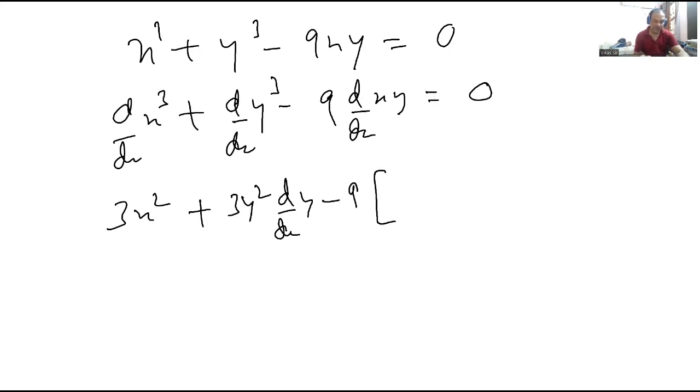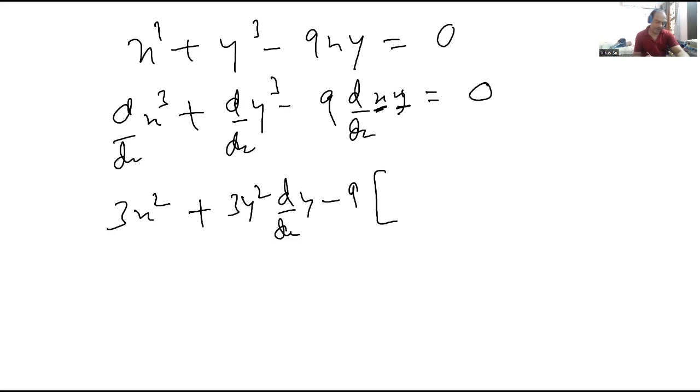Minus 9. Here we will have xy in a product form. Therefore, we have to apply the product rule here. This is the first function, and this is the second function. In both cases, we have to apply the product rule, and you know about the product rule very well. In case you are not getting the product rule, you can watch my former videos in which I have clearly explained the topic of the product rule as well as the quotient rule.